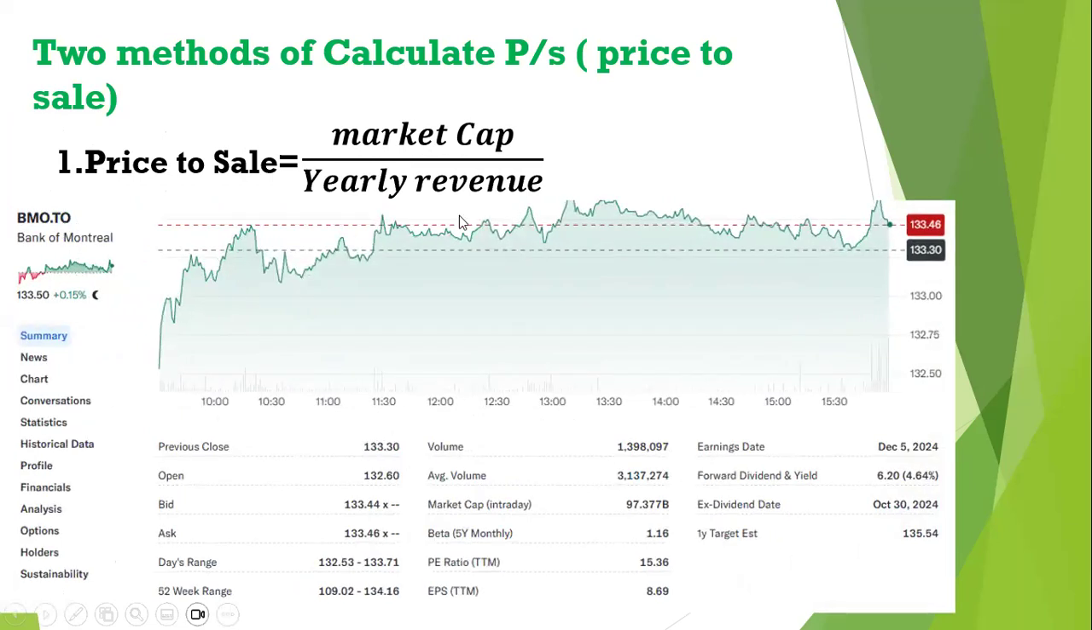For this method, you just go to Yahoo Finance and type in PMO.to, and once you get that, you will get this information. From the summary, you will see the market cap here. It's 97.377 billion. Then the next part, you will check the yearly revenue. The yearly revenue is not the quarterly value, it has to be for 12 months.